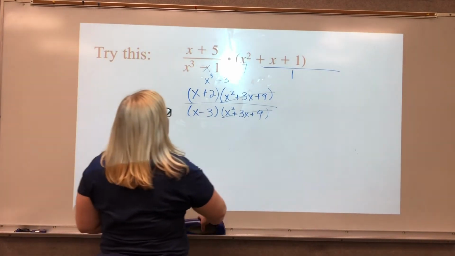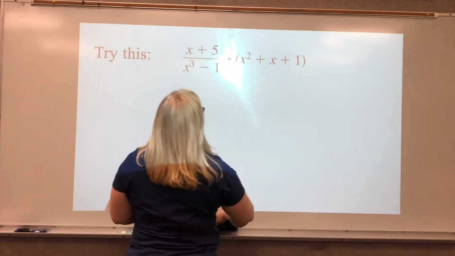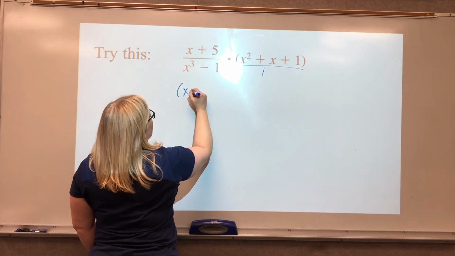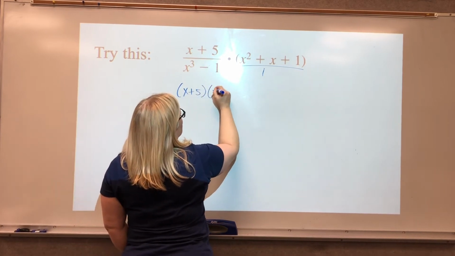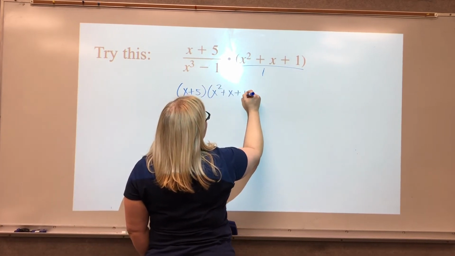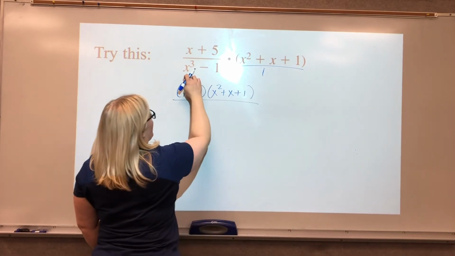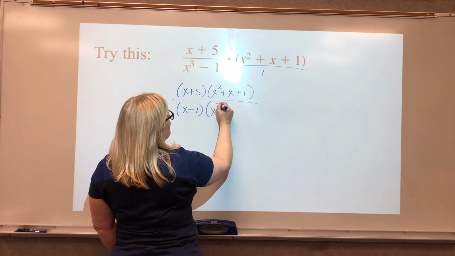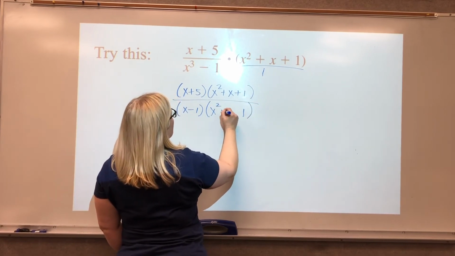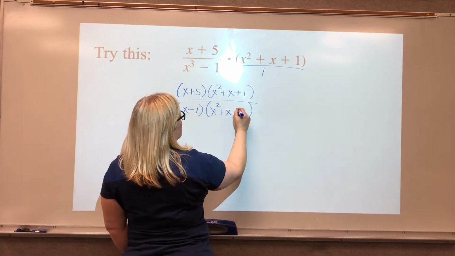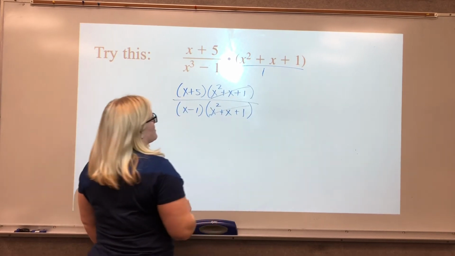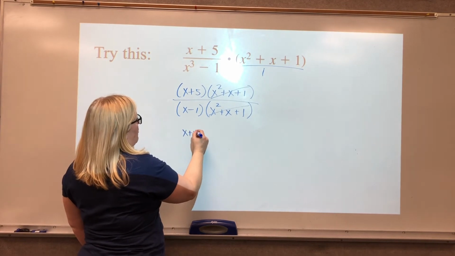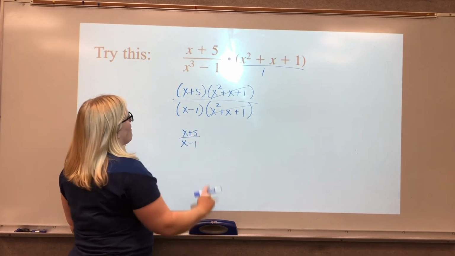All right, here's one that's very similar, almost exactly the same. We've got x plus 5 times x squared plus x plus 1 over, difference of two cubes again, x minus 1, x squared, 1 squared, x times 1 is x, so these cancel, and I'm left with x plus 5 over x minus 1.